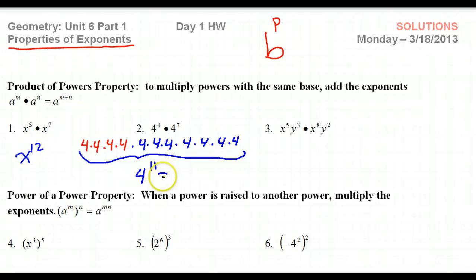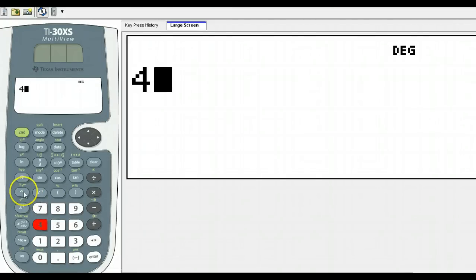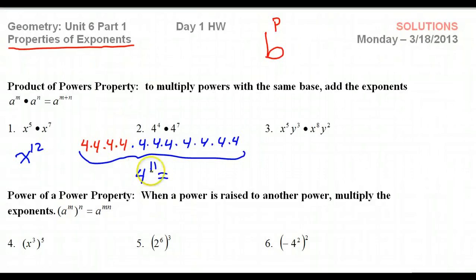If for some reason your teacher does want a big old number, you can put this in your calculator. 4, use the caret there, to the 11th power. This is this actual number. But for me, I would let you just leave it as 4 to the 11th power. Now, look at number 3. Same process, it's just sort of we are grouping the things that go together. So if we have x to the 5th power times x to the 8th power, what is that going to make?